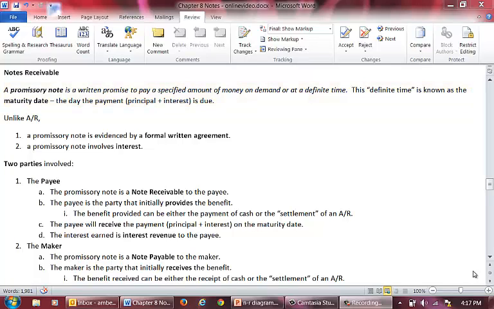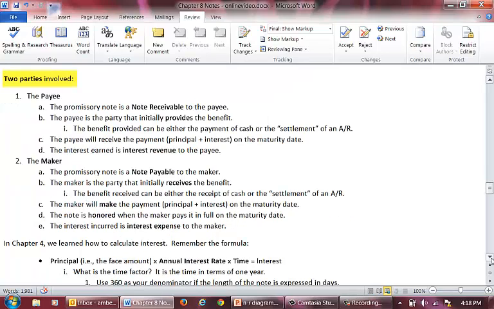Notes receivable contrasts with accounts receivable in two important ways. First, a note is evidenced by a formal written agreement. Second, notes involve interest. There are two parties involved, the payee and the maker. The payee is the party that initially provides the benefit. The benefit can be either the payment of cash or the settlement of an accounts receivable.